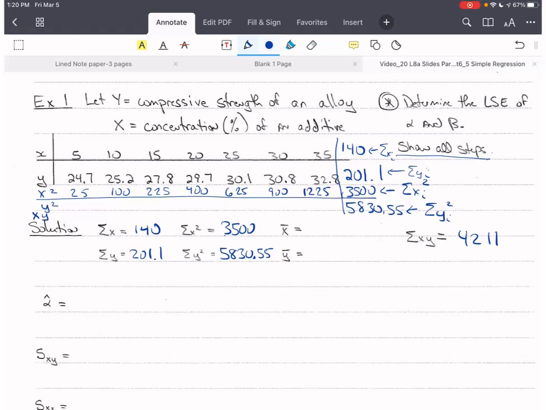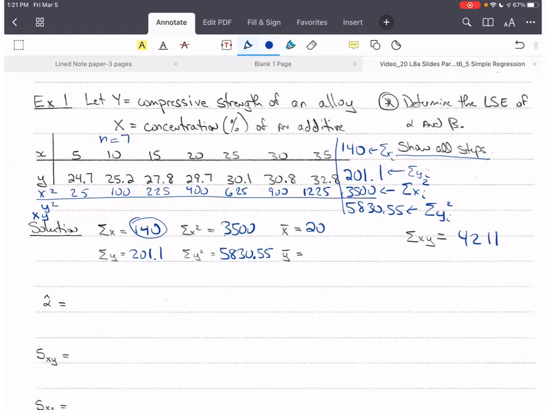You could also use a calculator to get these. Most scientific calculators have a place for you to enter the data. You can punch the numbers into a table and then, in this case, do two-variable statistics, and it will give you all of these quantities. X bar is 20. This is going to be 140 divided by n, which is 1, 2, 3, 4, 5, 6, 7. So n equals 7. We do 140 over 7, and we get 20.